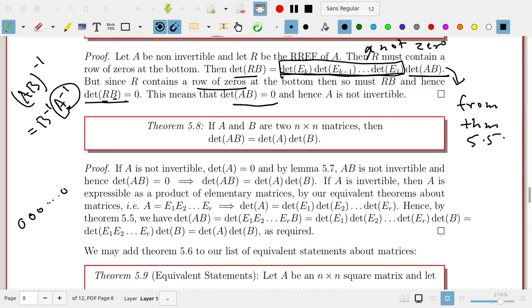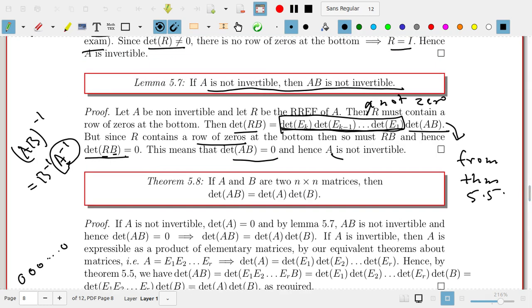Right? And hence AB is not invertible. So this should say that hence AB is not invertible. That's what we want to prove.